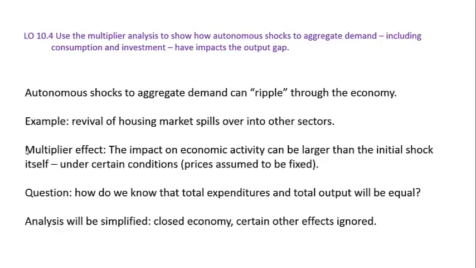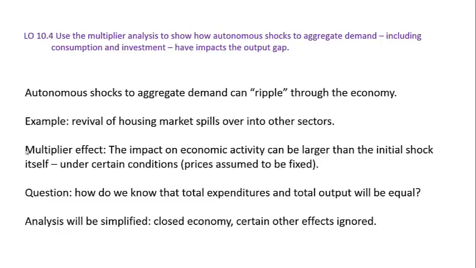It tells us that the impact on economic activity, the ultimate impact, can be larger than the initial shock itself. But this is under certain conditions. And one of the main conditions that we're going to be stressing here in this example is that prices are assumed to be fixed. So we've gone through a simple example of the multiplier, but still we need to know, how is it that total expenditures and total output are equal?